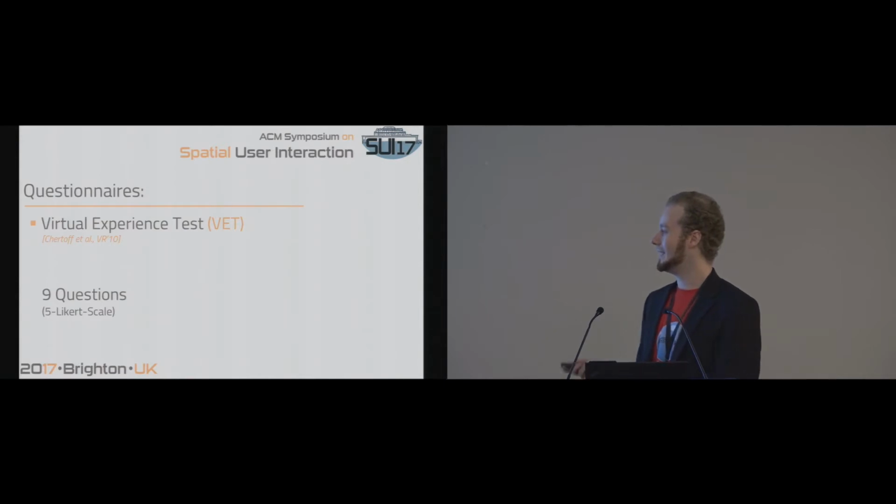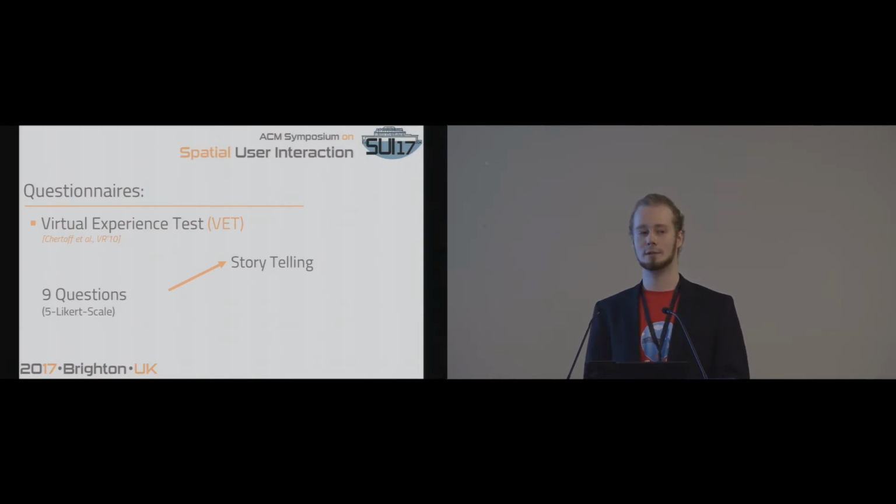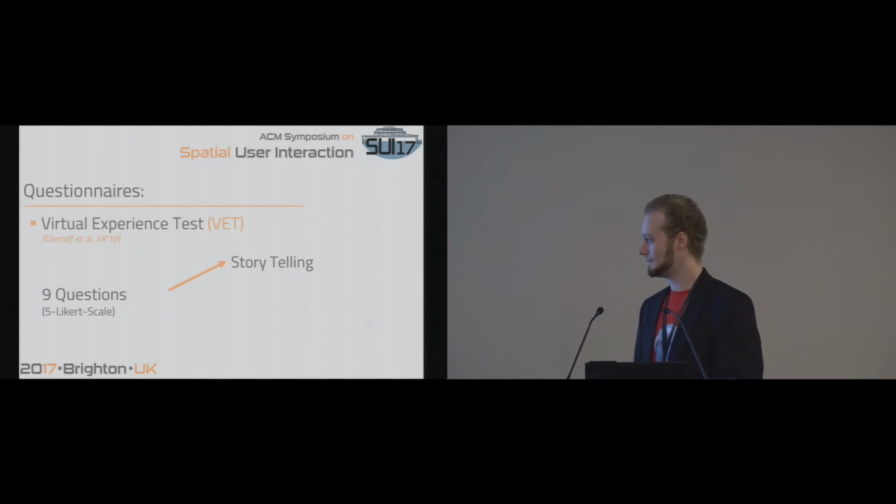The second questionnaire we used was the Visceral Experience test. Here, once again, we had 9 questions, which could be rated on a 5-point Likert scale. And once again, the questions were grouped to form scores which were related to psychological effects. The first of these was the storytelling, but since there was no story in our experiment, we changed those questions to look at the consistency of the user's general emotional state.